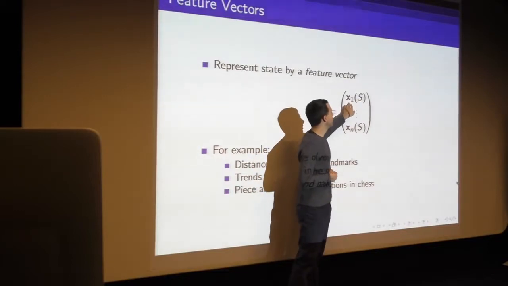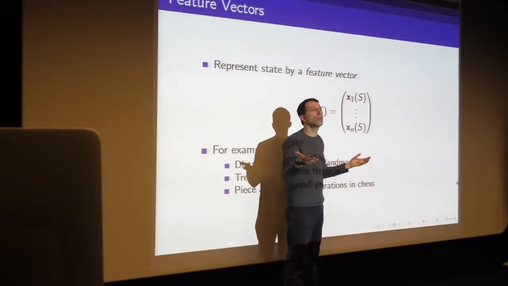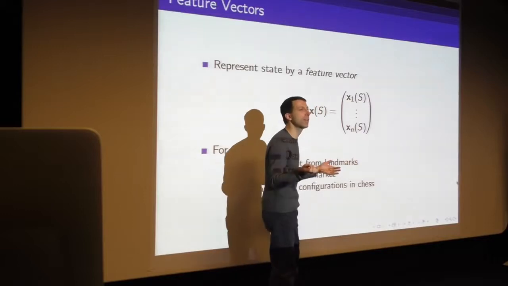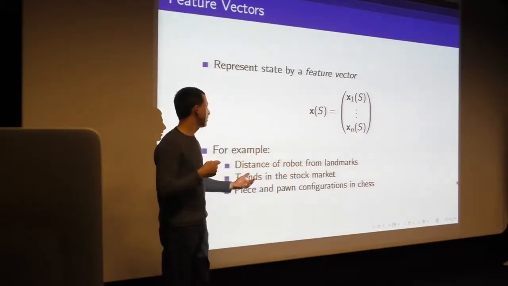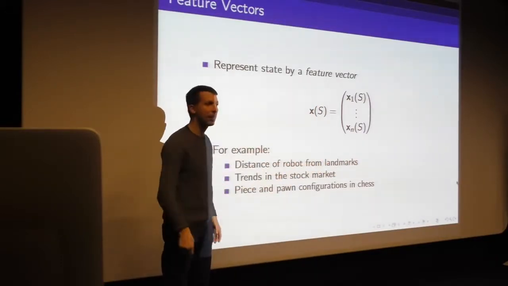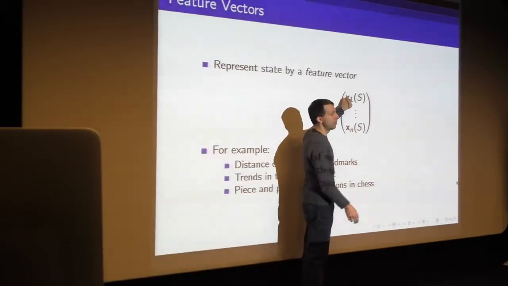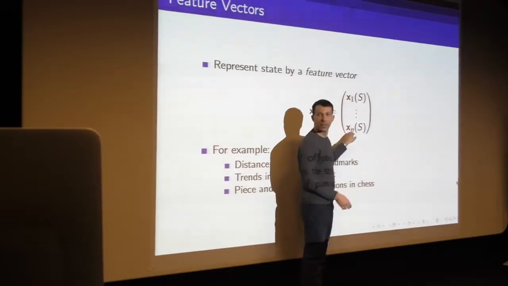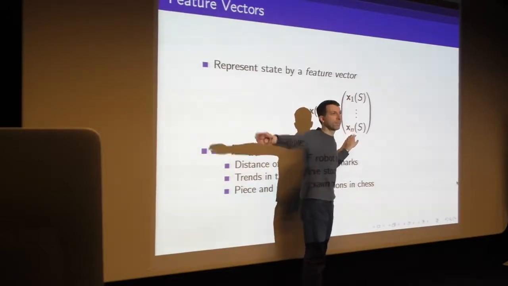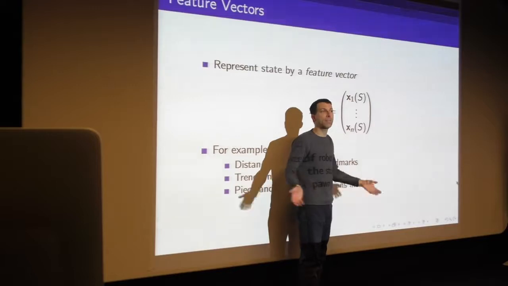A feature vector is basically, each of these features is something which tells you something about your state space. It can be anything you like. It could be like a landmark. How far is my robot from each of these landmarks could be my feature vector. This could say I'm 3 meters from the wall over there, and I'm 2 meters from the wall over there. And that could be my representation of where I am in the state space.